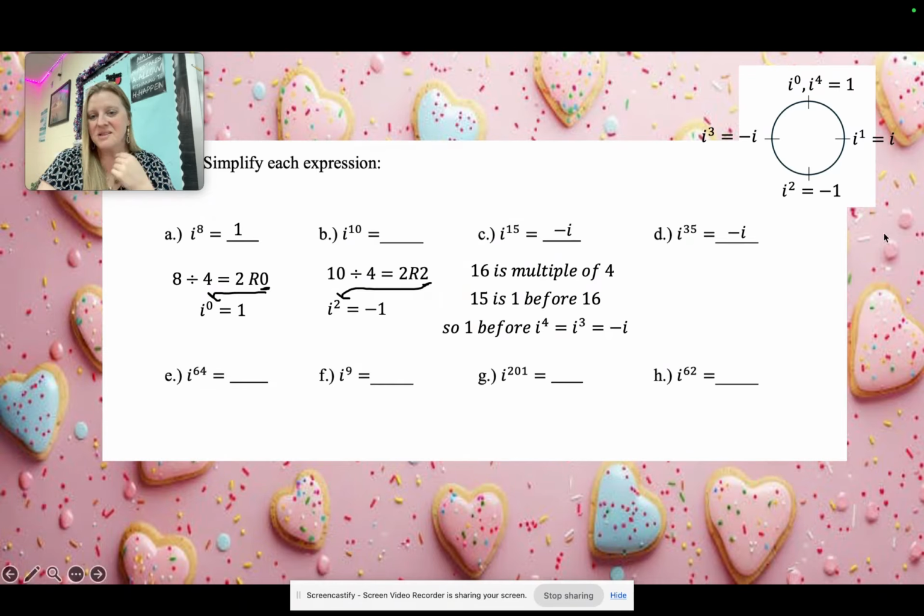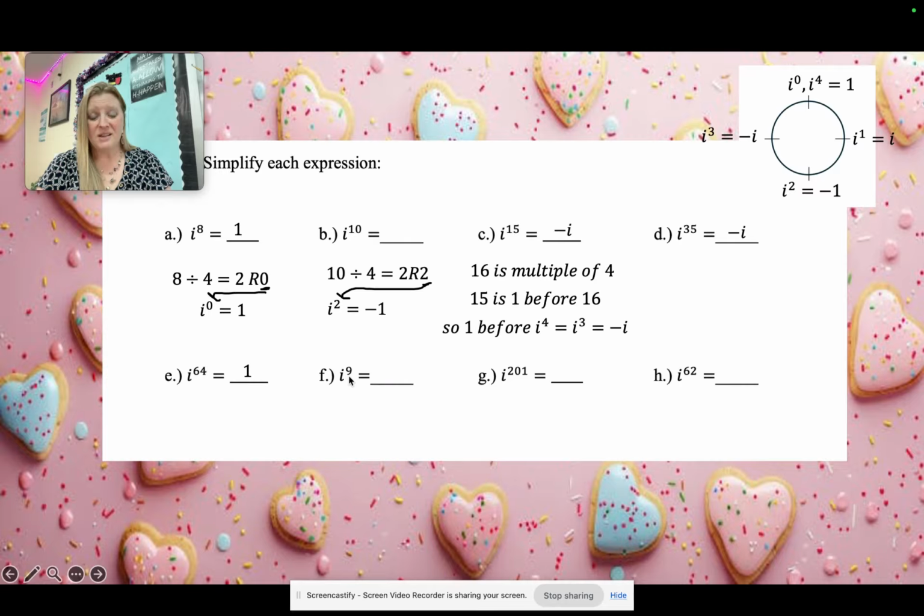And I'm kind of thinking the same thing for i to the 35th. I know that I can do 36 divided by 4. So if it was i to the 36, I would be right up here. If I take it back 1 and make it i to the 35th, it's -i. Now, I have it in my head, I know 64 is a multiple of 4. So it would be 16 revolutions, but I'm going to end up right back here. So it's going to be 1.